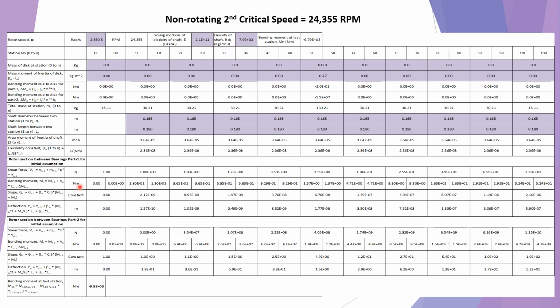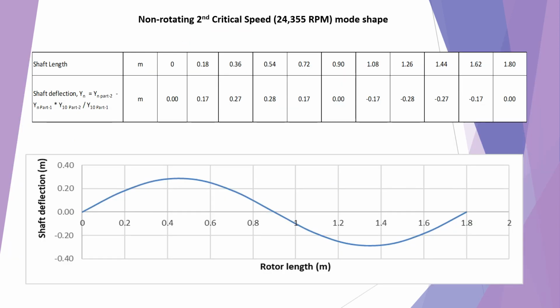Now the non-rotating case second critical speed is 24,355, where at the corresponding angular velocity the bending moment at the last station on the right hand side becomes 0. So this is the mode shape for the non-rotating second critical speed, that is 24,355. The x-axis is the length of the shaft, the y-axis is the deflection of the shaft at different stations.